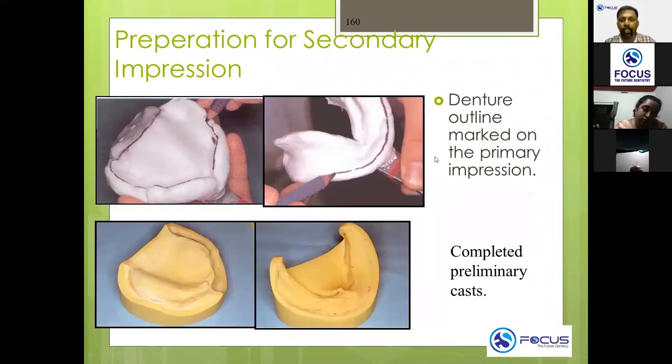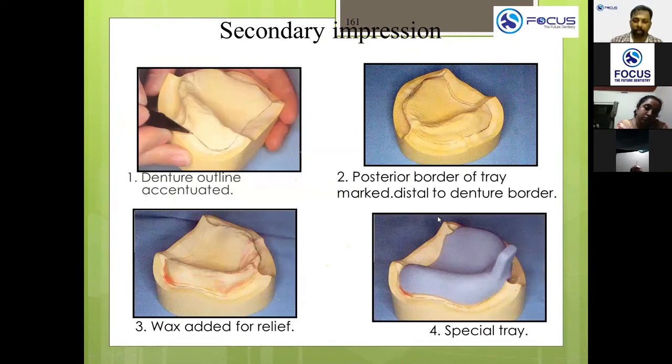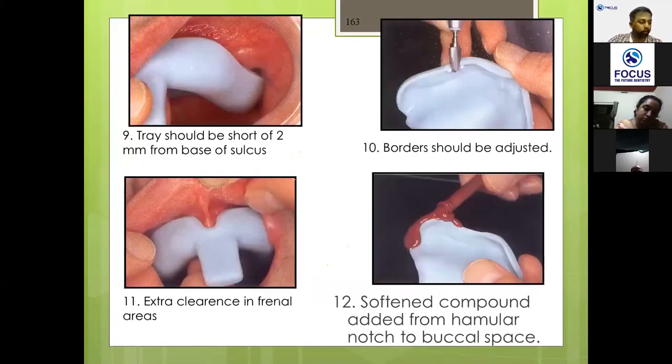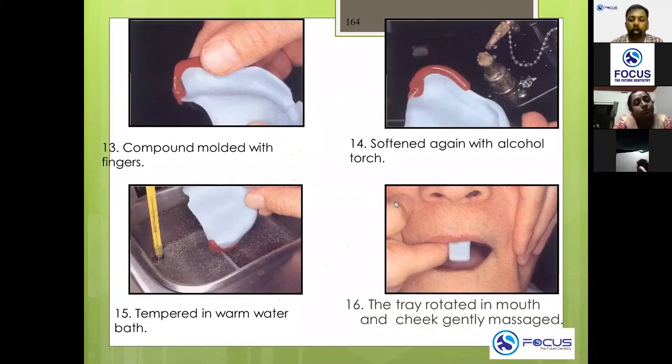Now after that, make a special tray with the primary impression cast, that is the primary cast. We fabricate a special tray for the secondary impression. The extension of the secondary tray is checked. It should be kept 2 mm short of the sulcus depth. After that, we can either add soft compound or green stick over the borders, and we'll go for the border molding.